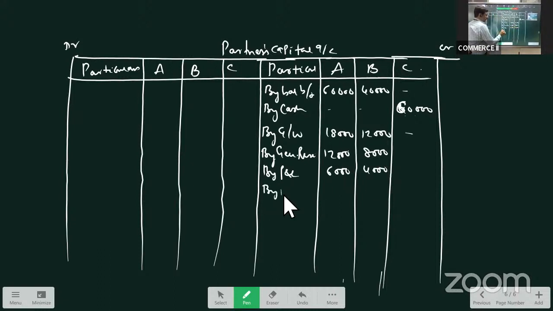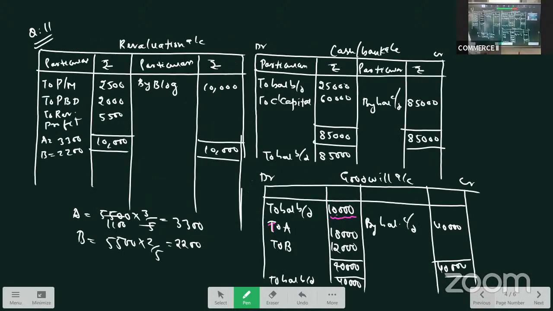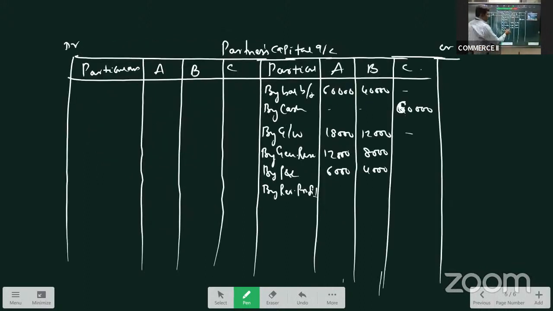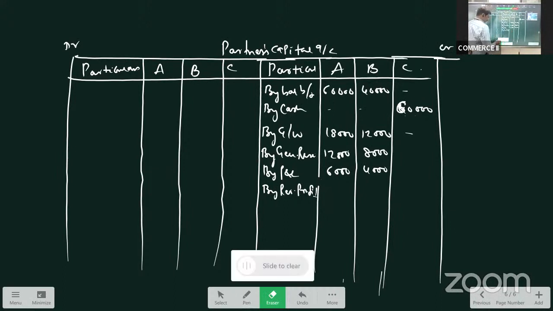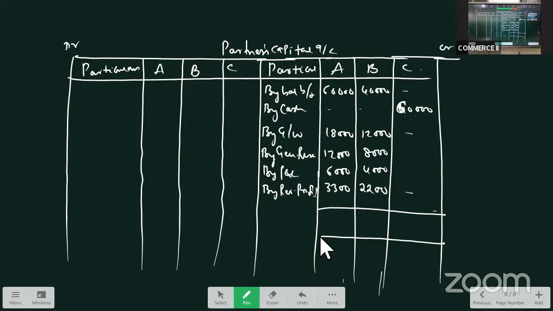And lastly, we have revaluation profit. How much profit did we get? We prepared revaluation account, we had a profit of 5,500, which was distributed in the ratio 3:2. So A got 3,300, B got 2,200. Done. Anything else? Nothing. Capital, goodwill, accumulated profits, and revaluation profit.